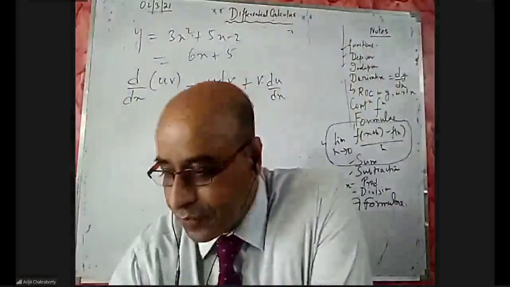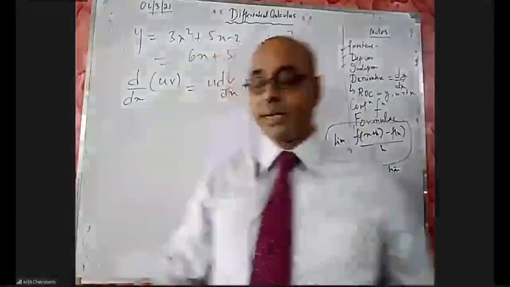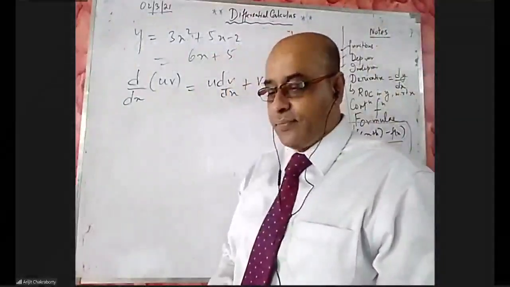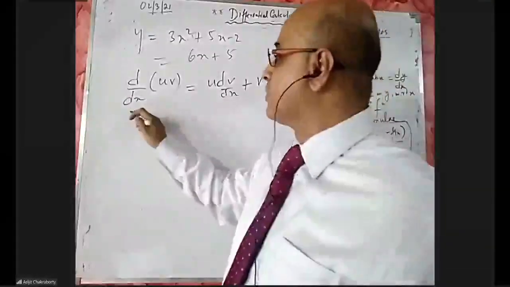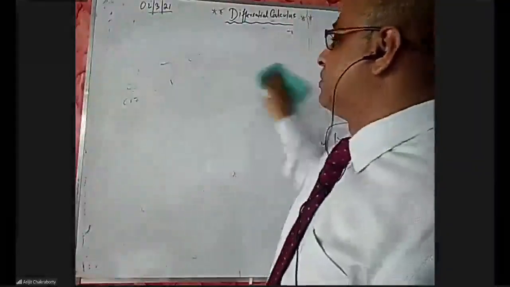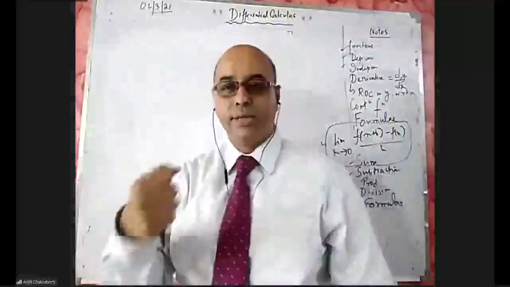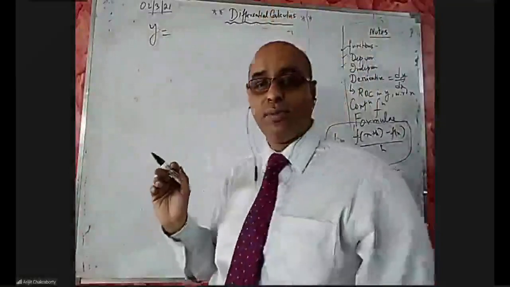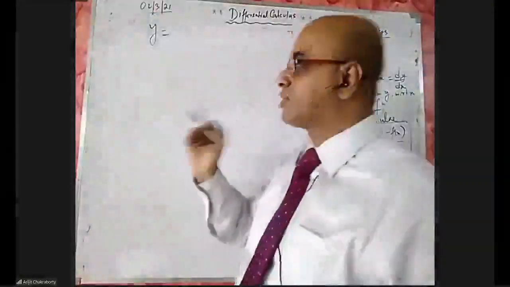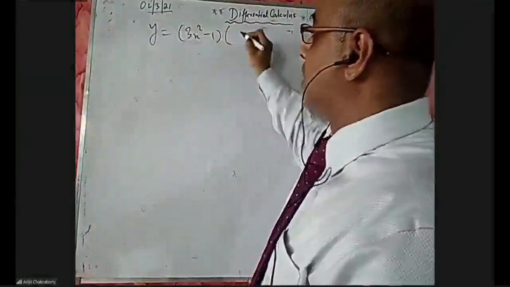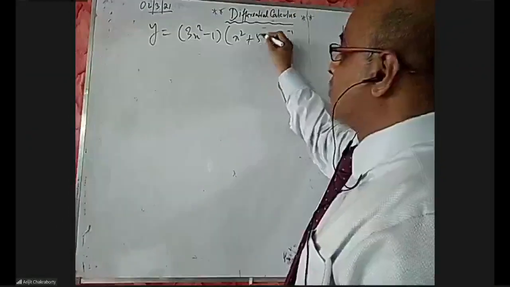Now let's take a long, quite difficult example and see if you can work it out. This is a big one. We will do the problem without referring to the formula. That is the fun of maths. Challenge yourself and do it. y is equal to, this is a long one, don't be afraid, just relax and solve. y is equal to (3x² − 1) multiplied by (x² + 5x + 2).